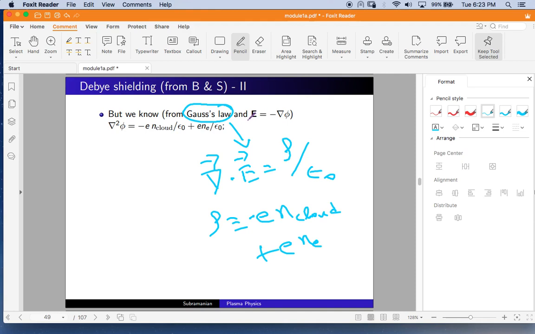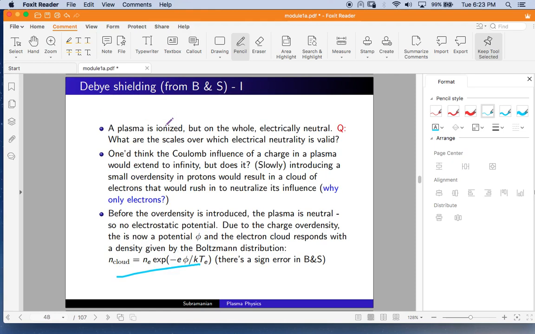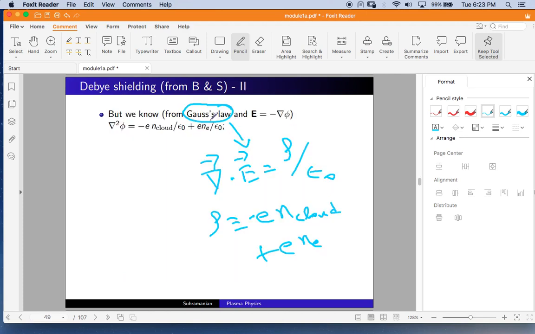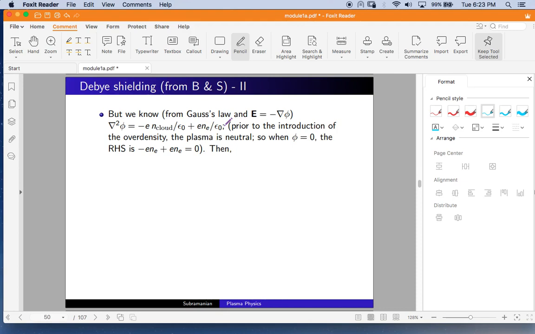If phi was 0, okay. And so even now the n cloud, of course, includes the effect of the potential. So now the right hand side is not 0, but this simply reflects the fact that when phi was 0, the right hand side is 0. That's all this ensures. Okay, right? So this is what I just said.